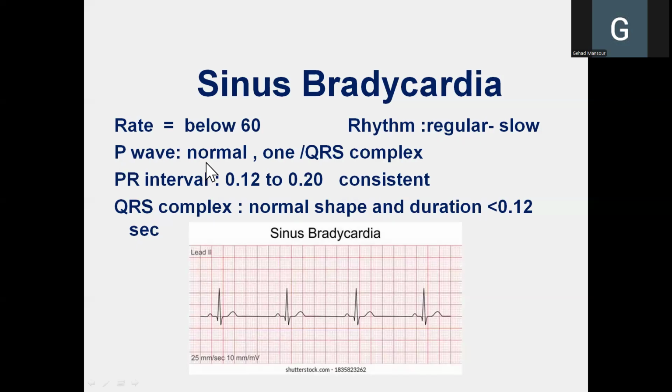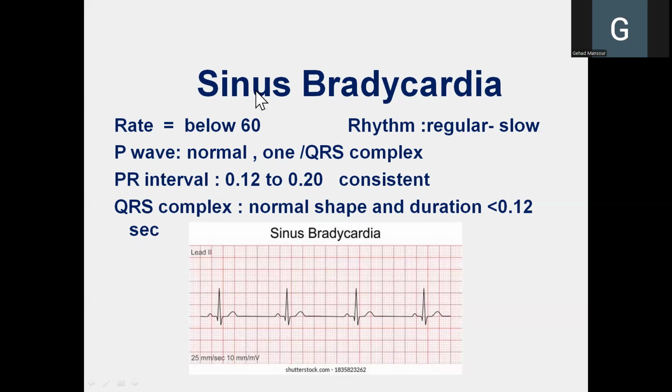Concerning the P wave, of course, it is normal, because the P wave represents what? It represents the spread of depolarization that is generated from the pacemaker of the heart over the myocardium. So if the pacemaker is still the SA node, then the spread of depolarization over the atria will be represented by a normal P wave, as you can see here on the ECG tracing at the bottom of the slide.